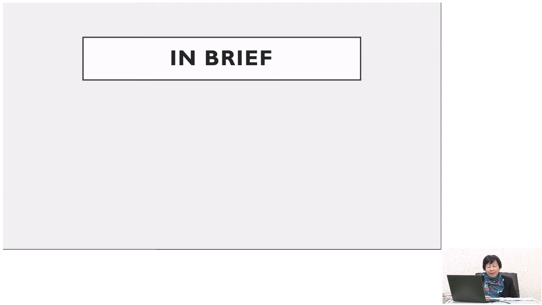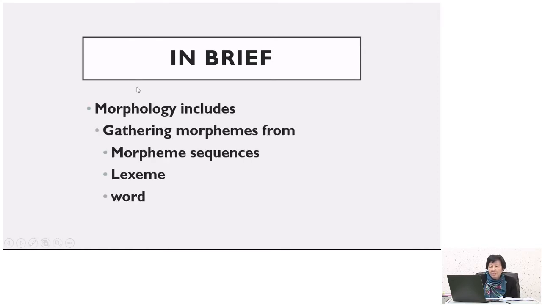So, next week we are going to talk about what we call morphological analysis in detail. Okay, but for today, in brief, I would like to remind you, at least, to once again try to get the meaning of morphology.